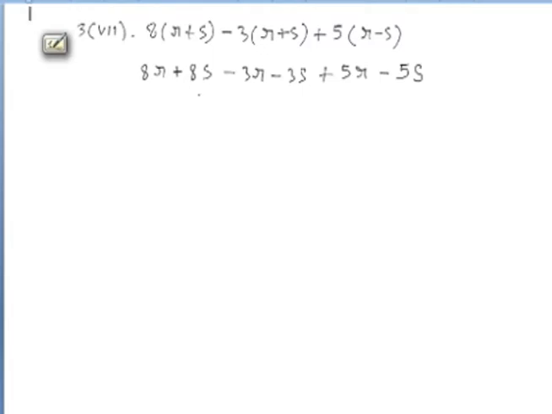Like terms: r terms, that is 8r, minus 3r and 5r, these are like terms. And 8s, minus 3s and minus 5s, these are like terms. Okay, in this way we have to solve this question.